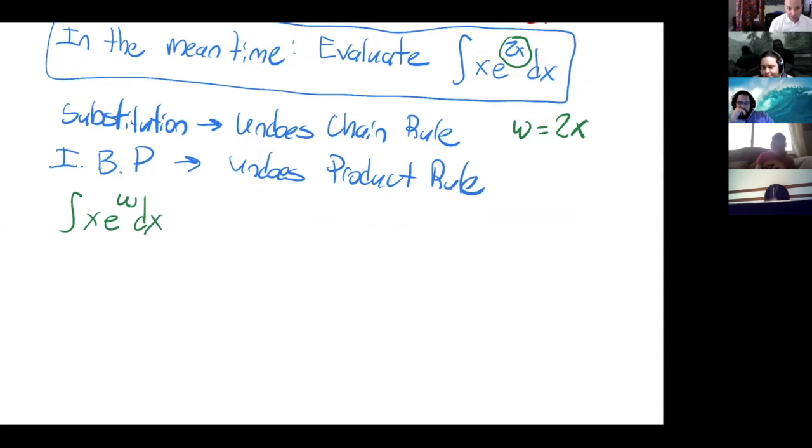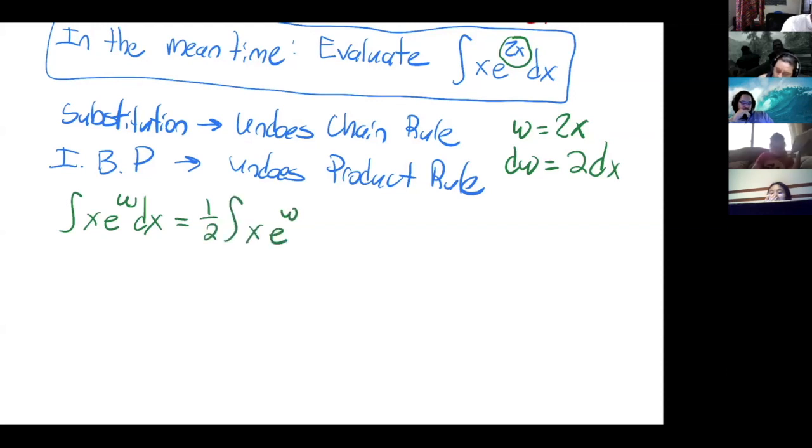Now I've still got some x's left. The idea is we would hope to get rid of the dx term by replacing it with its equivalent in dw. If I do this replacement to get rid of dx, I could write this as 1/2 x e to the w dw. I could replace dx with 1/2 dw. But we've hit a dead end here.